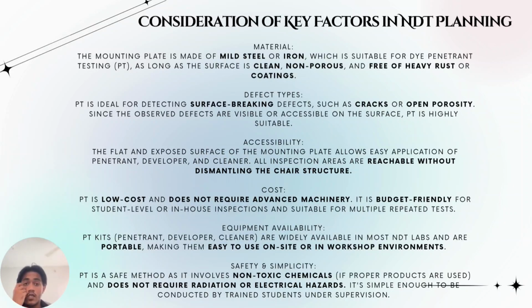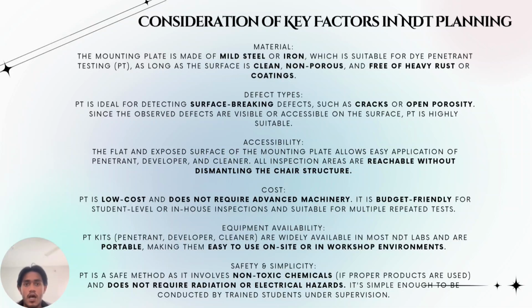Next, we look at the defect type. PT is ideal for detecting surface-breaking defects such as cracks and open porosity. Since the suspected flaws are visible or accessible on the surface, PT is highly suitable. Accessibility is another important factor. The mounting plate has a flat and exposed surface, which allows easy application of the penetrant, developer, and cleaner. This means we can inspect all critical areas without needing to dismantle the chair structure.